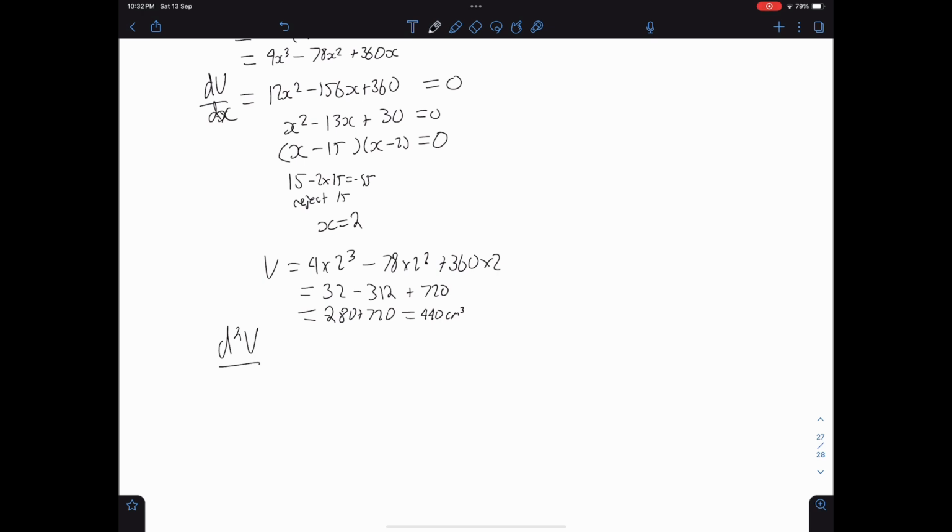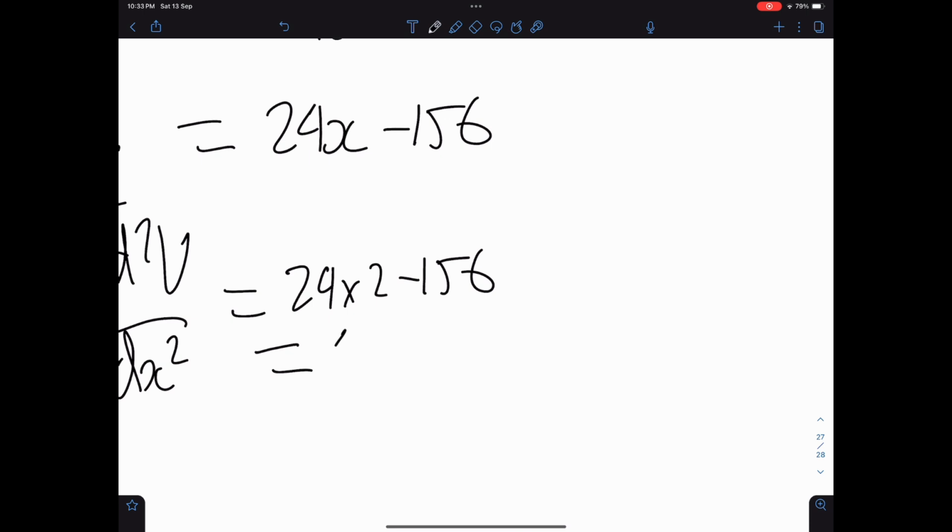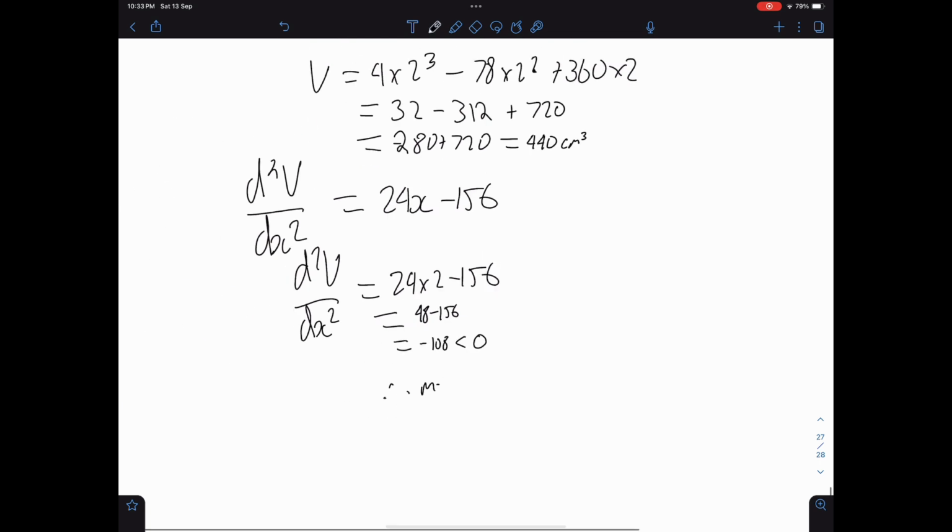Then I'd do d squared V over dx squared for the double derivative. That's 24x minus 156. Then I'd sub in 2. And again, it's not entirely important, the evaluation part of this. We can already tell that this is less than 0, therefore it's a maximum volume of 440 centimeters cubed.